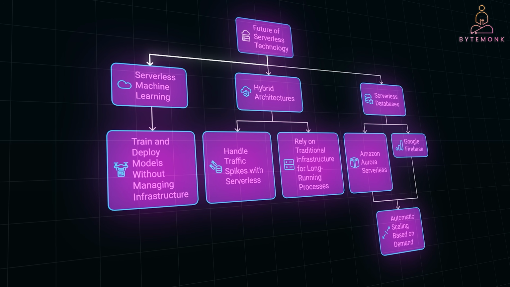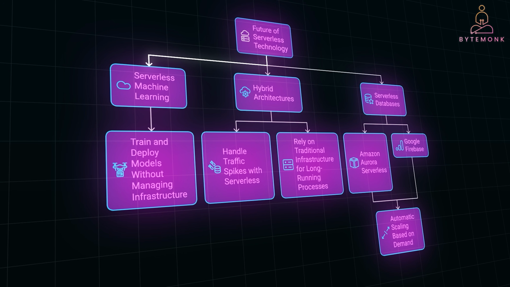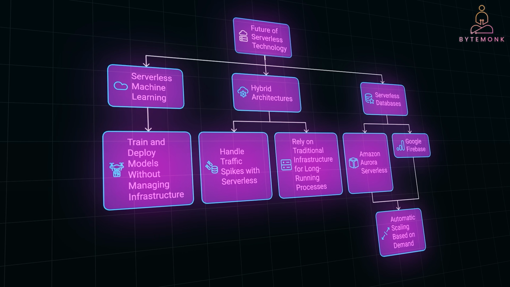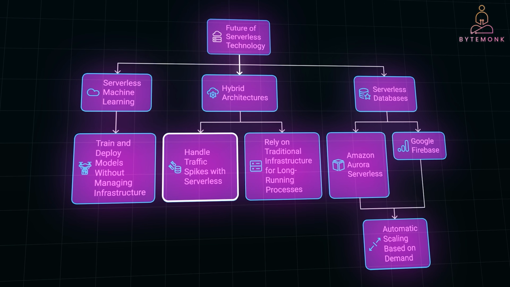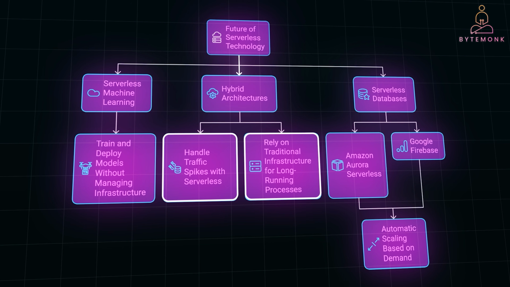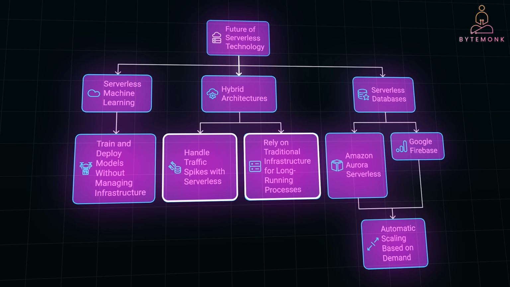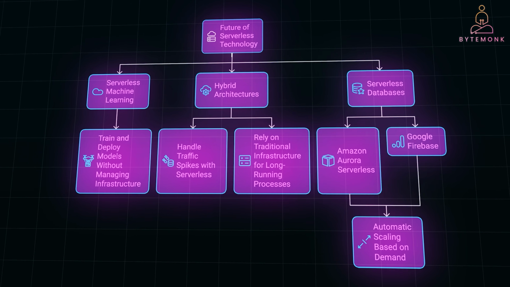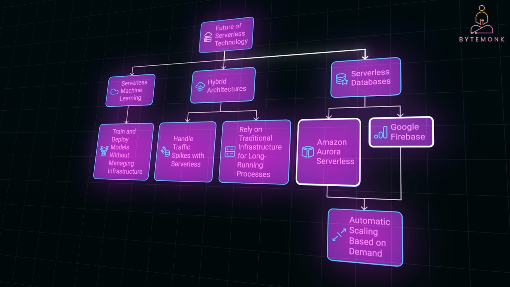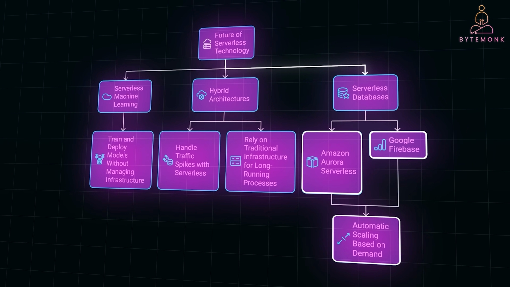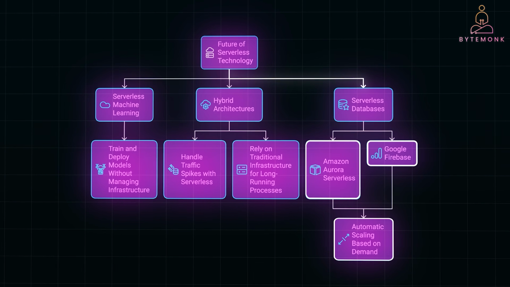Serverless is starting to make waves in the machine learning space. Cloud providers are now offering serverless machine learning services that allow you to train and deploy models without managing infrastructure. Hybrid architectures are becoming increasingly common, where businesses use serverless to handle spikes in traffic while still relying on traditional infrastructure for long-running processes. This allows for an optimal cost management and scaling strategy. We are also seeing the rise of serverless databases like Amazon Aurora Serverless and Google Firebase, where databases can automatically scale up and down based on demand without any manual intervention.